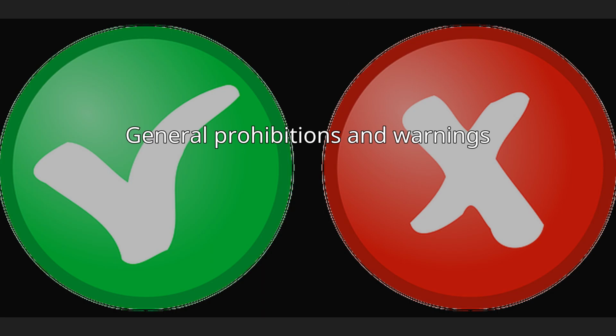General prohibitions and warnings. The symbol is used for non-traffic purposes to warn or prohibit certain activities. No smoking, with a symbol of a lit cigarette. Or no littering, with a symbol of a person littering or of litter. No swimming, with a symbol of a swimmer in water underneath.